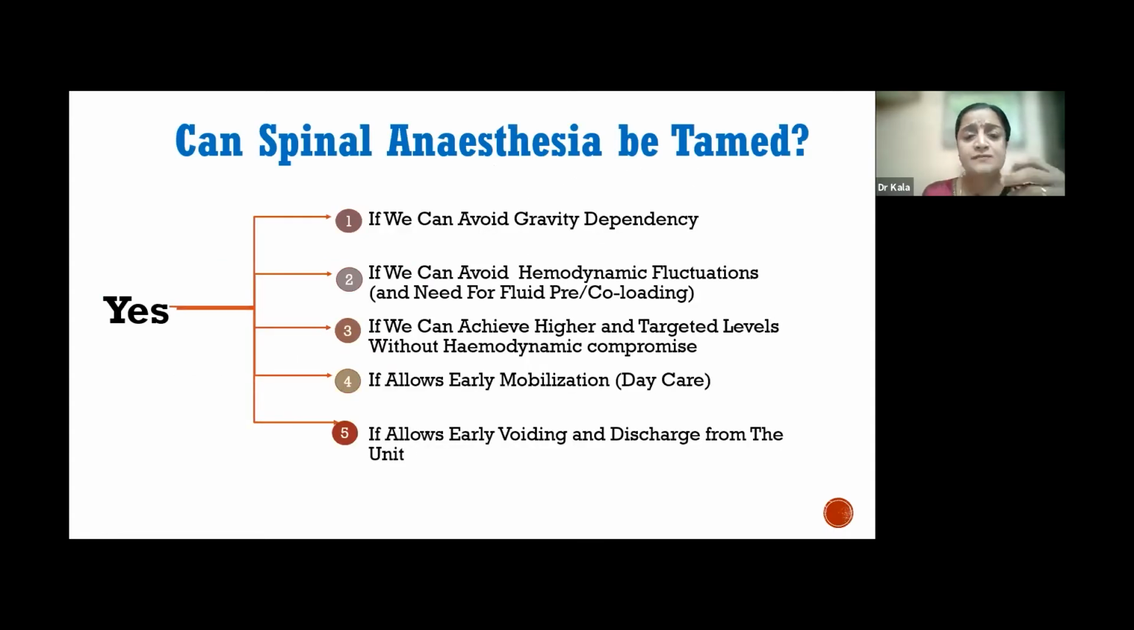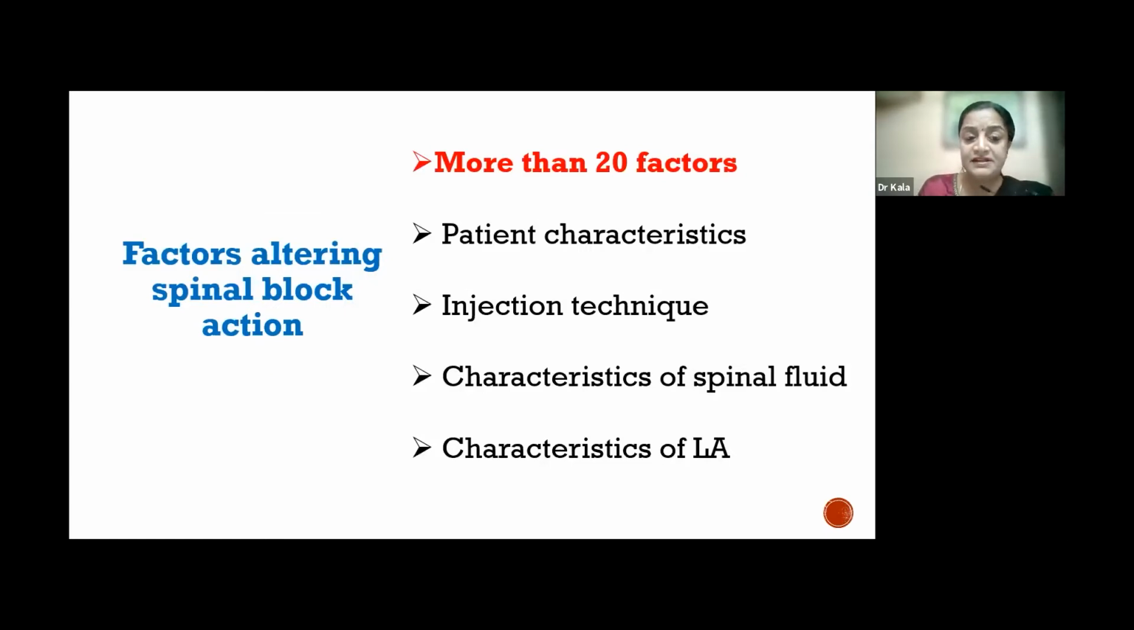Now, can our spinal anaesthesia be tamed? Yes, if we can avoid the gravity dependency and avoid hemodynamic fluctuations, that is, the need for extra fluid, preloading and co-loading can be avoided. If we can achieve higher and targeted levels without any hemodynamic compromise, if we allow early mobilization so it can be used for daycare surgeries, and if it allows early voiding of urine and discharge from the unit. What are the factors affecting the spinal block?